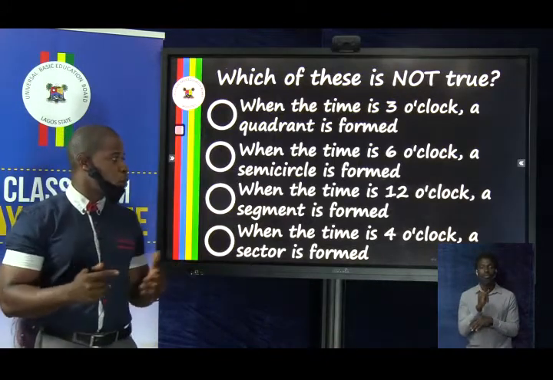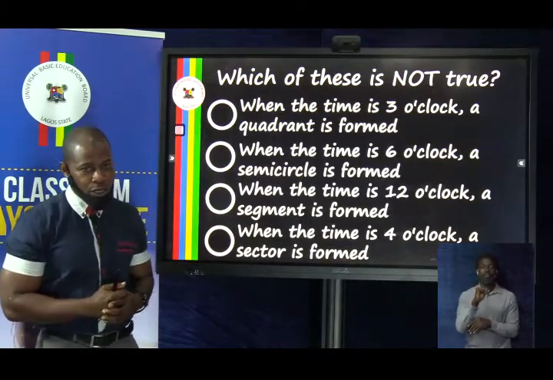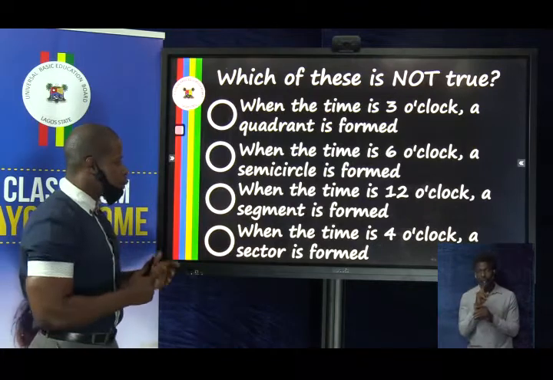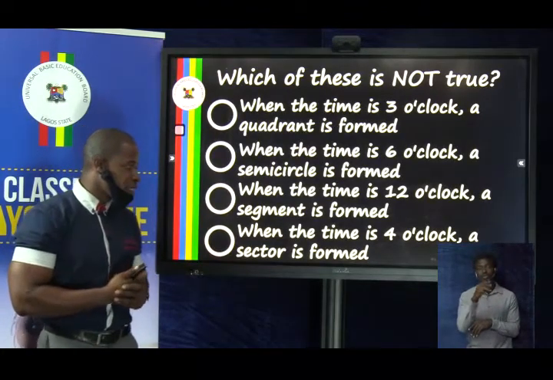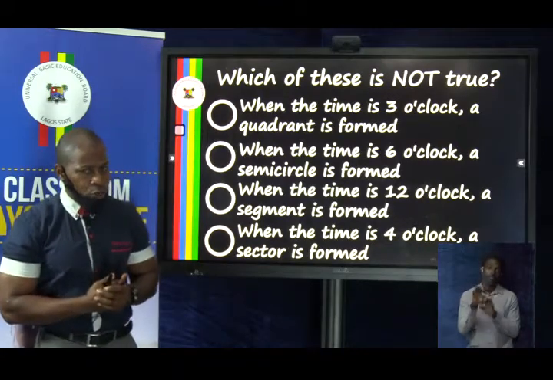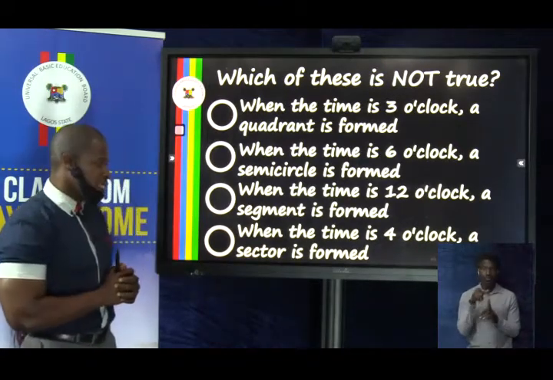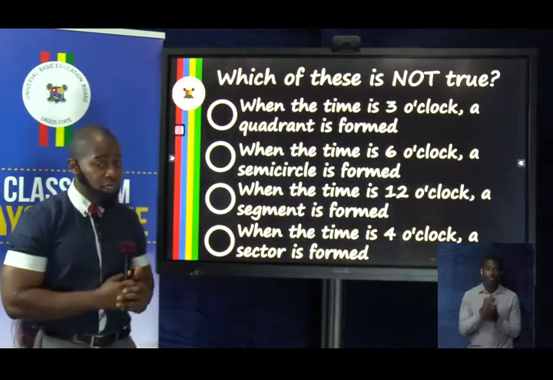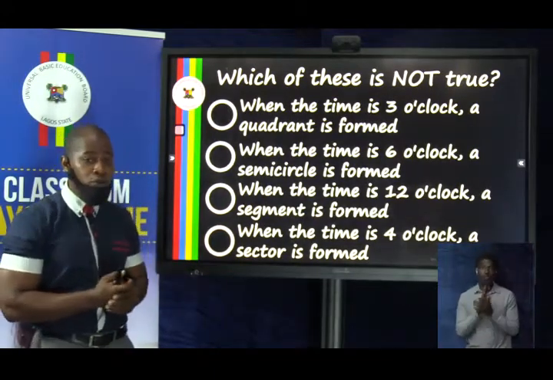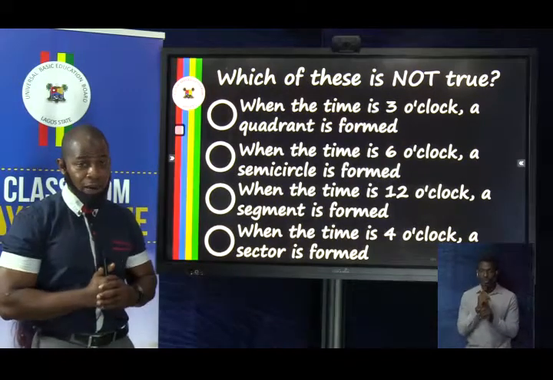When the time is 6 o'clock, a semicircle is formed. Is that true? When the time is 12 o'clock, a segment is formed. Is that true or false? When the time is 4 o'clock, a sector is formed. Is that true or is that false? I believe you have selected your answer by now.